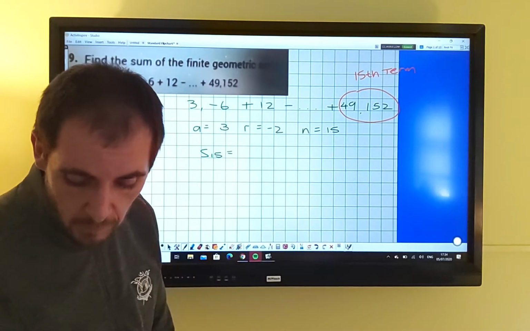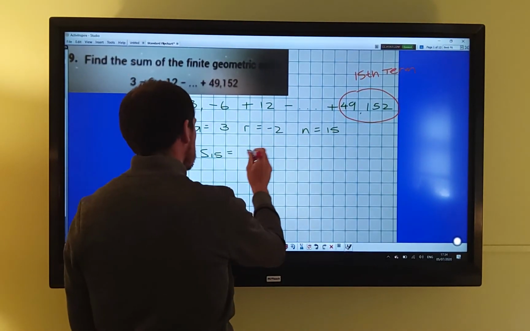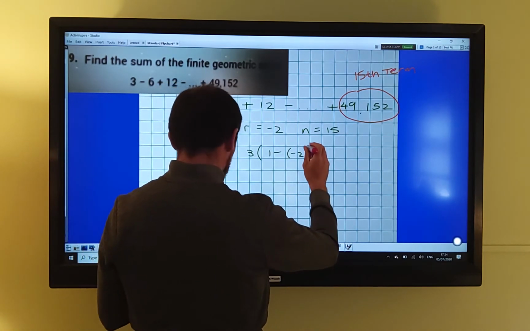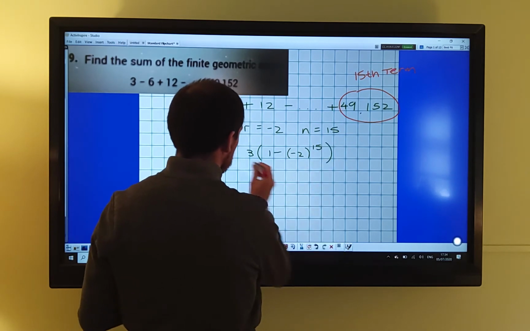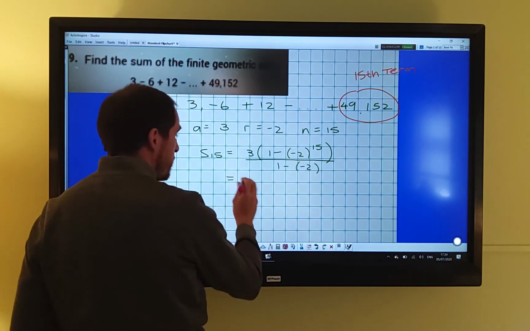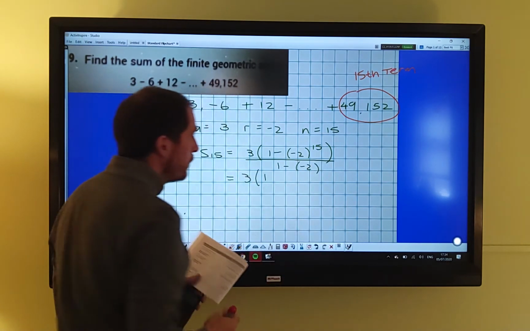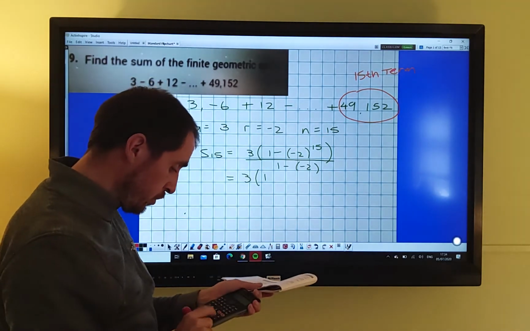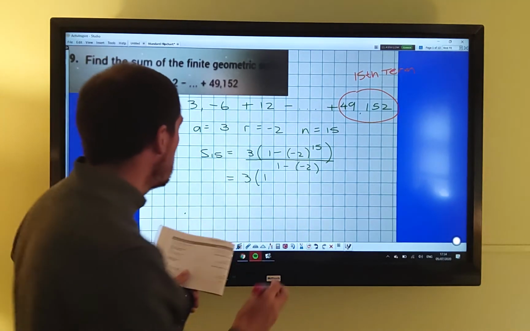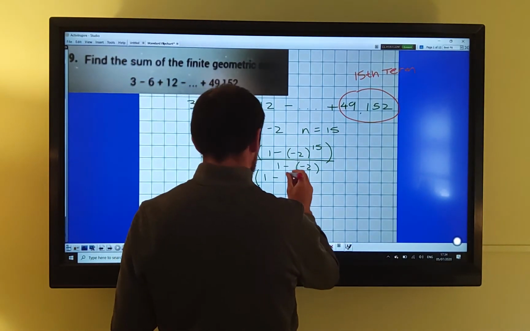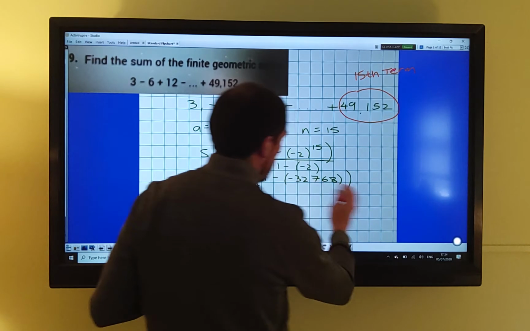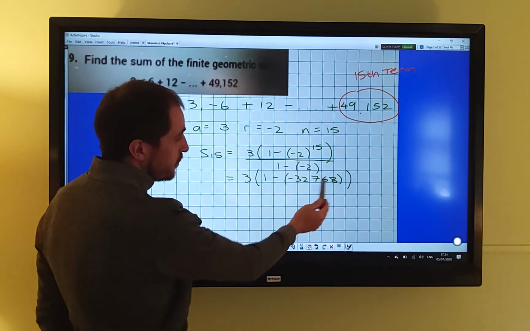And it's going to be the second formula here. So a is 3. It's going to be 1 minus minus 2 to the power of 15, all over 1 minus minus 2. Now you just have to be careful here. So it's 3, 1 now, minus minus 2 to the power of 15. So you do your bracket. Minus 2 to the power of 15 is minus 32,768. So this is all just calculations and taking your time and being careful.